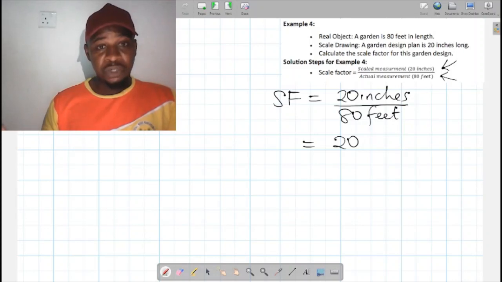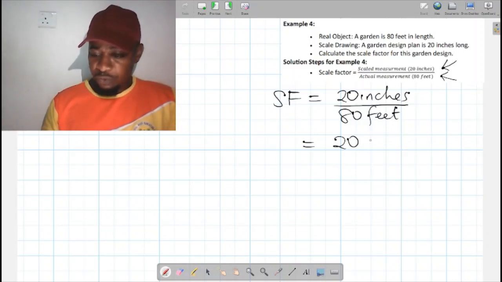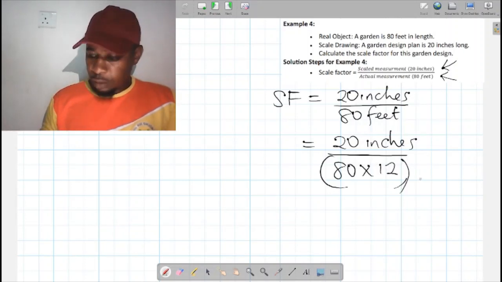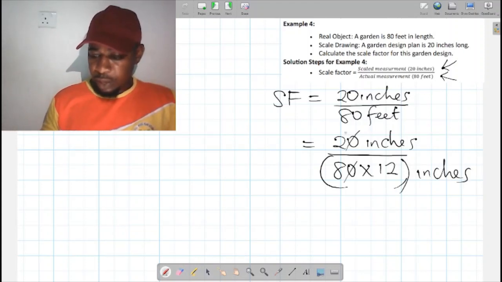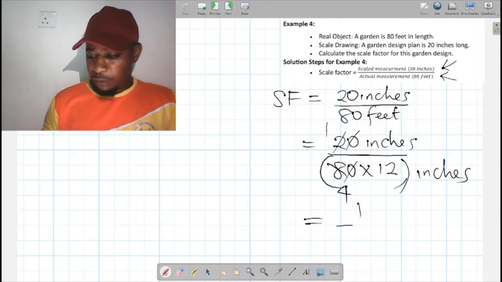So how many inches make 1 foot? That is 12. 12 inches make 1 foot. So to change the 80 feet to inches, we multiply 80 feet by 12. Now that is inches. And now we can divide through. The 0 can cancel here. 2 goes here 1, 2 goes here 4. And then we are all done. In the numerator we have 1. In the denominator we have 48, because 4 times 12 is 48.